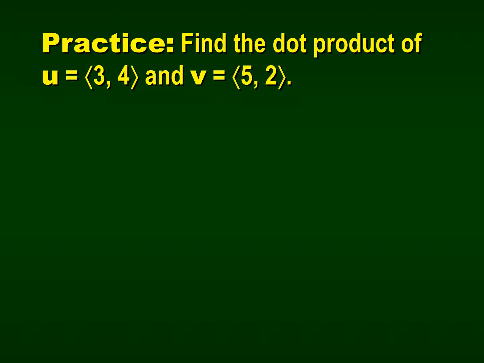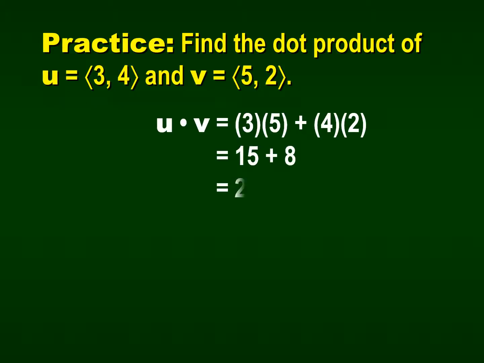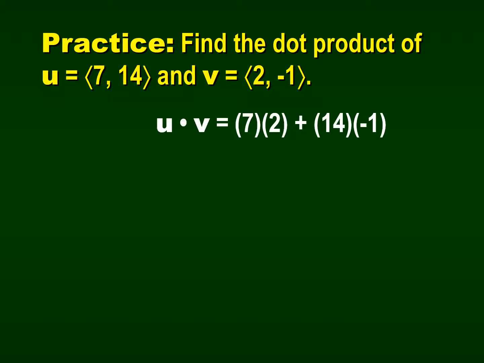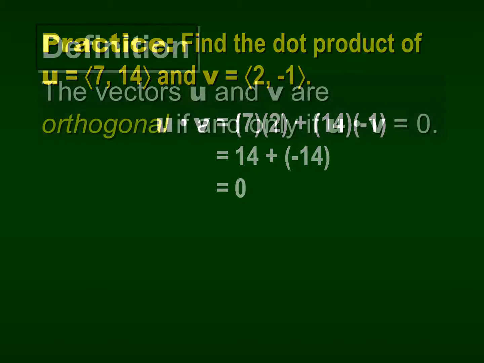All right, so now let's find the dot product when the vectors are 3, 4, and 5, 2. So remember, we multiply the first ones together, the 3 and the 5, and then we add the second ones multiplied together, the 4 times the 2. So we get 15 plus 8, which is 23. Okay, let's do one more. So 7 times 2 plus 14 times negative 1. So again, it's these two plus these two. So we end up with 0.